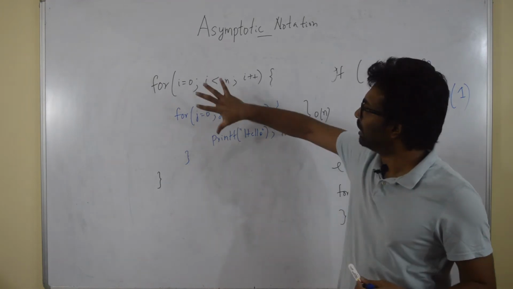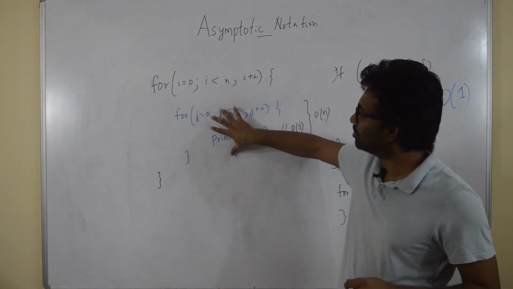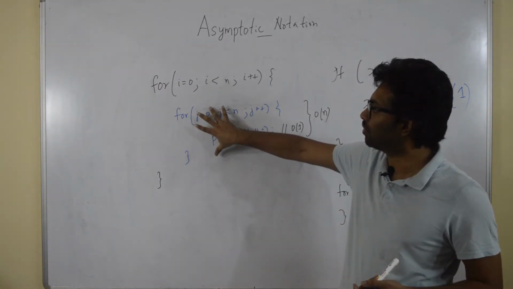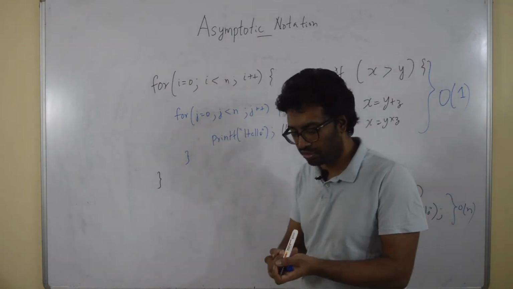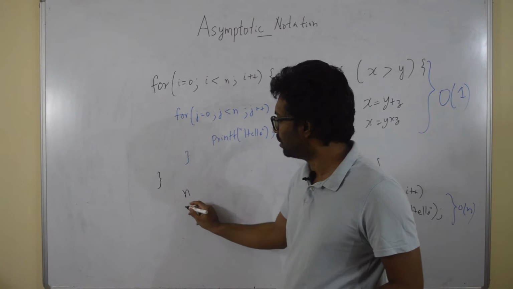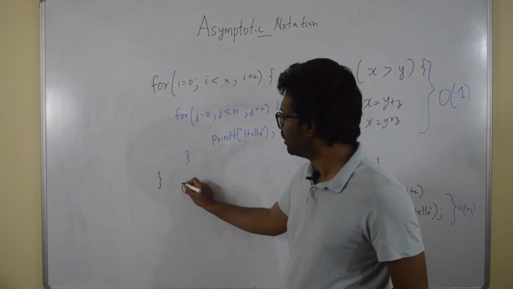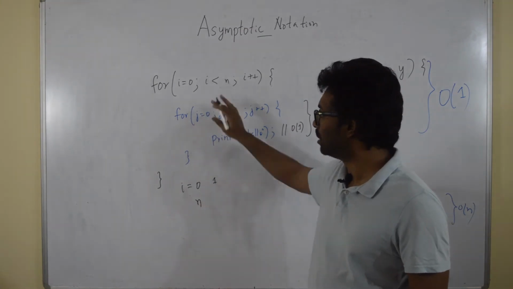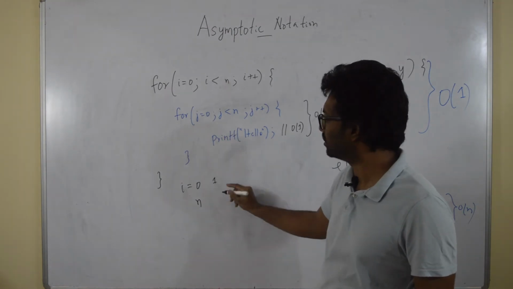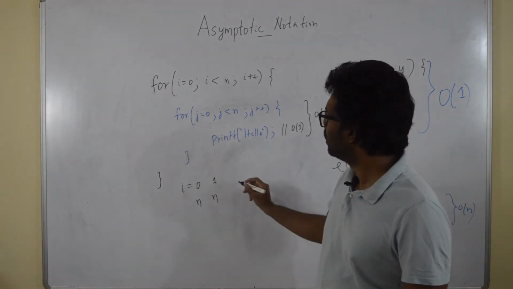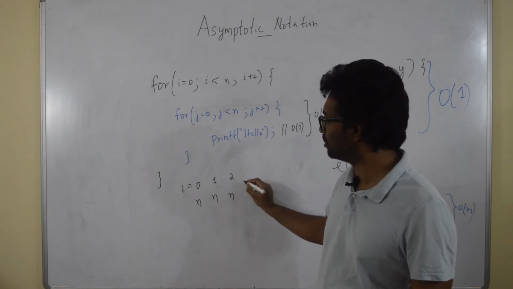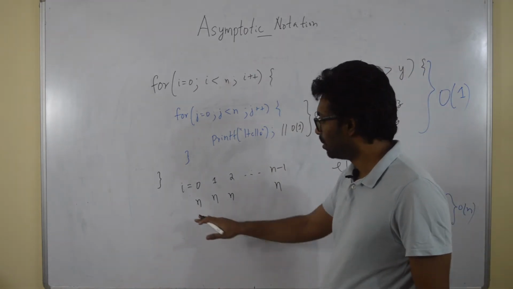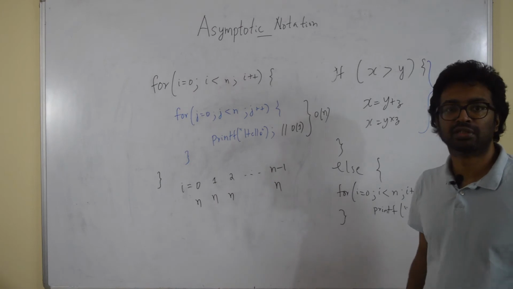Good. What about this entire block of code? This is executed n times. And how many times does this block of code get executed? When i is equal to 0, the inner for loop, the printf, gets executed n times, right? When i is equal to 1, it gets executed n times. And when i is equal to 2, it gets executed n times. So up to n minus 1. When i is equal to n minus 1, it gets executed n times.